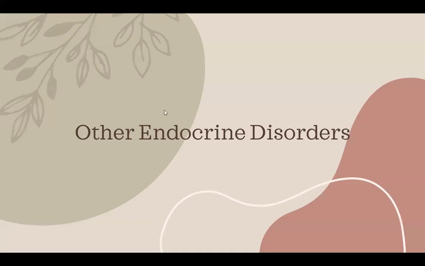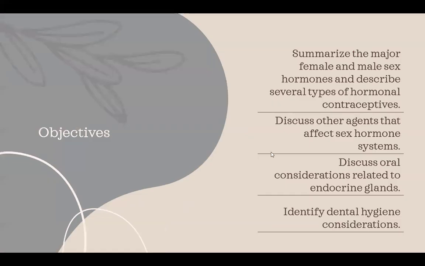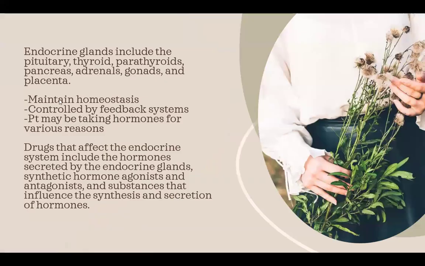Okay, and our last bit is other endocrine disorders. I have no idea how long this PowerPoint is, hopefully not too long. I'm going to go through this whole PowerPoint, so I am going to read these. We want to summarize major female and male sex hormones and describe several types of hormonal contraceptives. We're going to discuss other agents that affect sex hormone systems. We're going to discuss oral considerations related to endocrine glands and identify dental hygiene considerations.